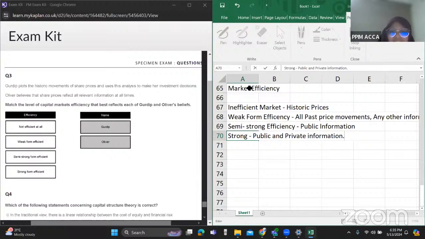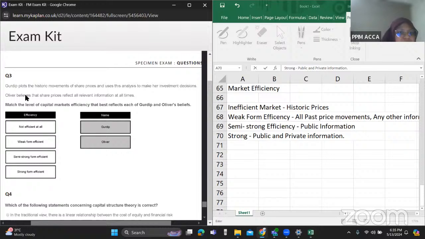Okay, so these are the 4 types of capital markets you can have. Based on what Gurdip has here, she is taking decisions based on only the historic movements of share prices, right? So nothing else but the historic movements. So that is basically inefficient. It is an inefficient market, not efficient at all. So you will have to basically match these two together.